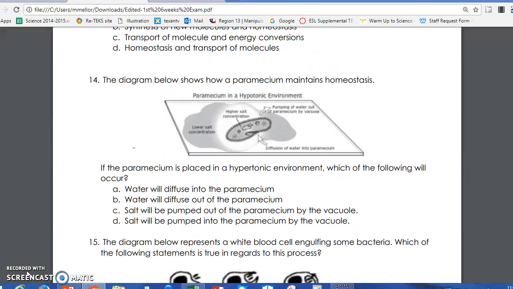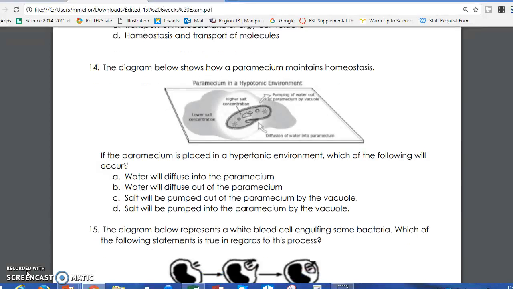Number 14. The diagram below shows how paramecium maintains homeostasis. If the paramecium is placed in a hypertonic environment, which of the following will occur? A. Water will diffuse into the paramecium. B. Water will diffuse out of the paramecium. C. Salt will be pumped out of the paramecium by a vacuole. Or D. Salt will be pumped into the paramecium by the vacuole.